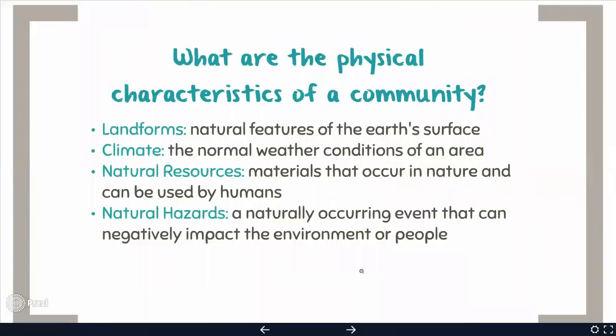What are the physical characteristics of a community? The first one would be landforms, which are natural features of the Earth's surface. Next would be the climate, which is the normal weather conditions of an area. You then have natural resources, which are materials that occur in nature and can be used by humans. And then, of course, our natural hazards, which are a naturally occurring event that can negatively impact the environment or people.